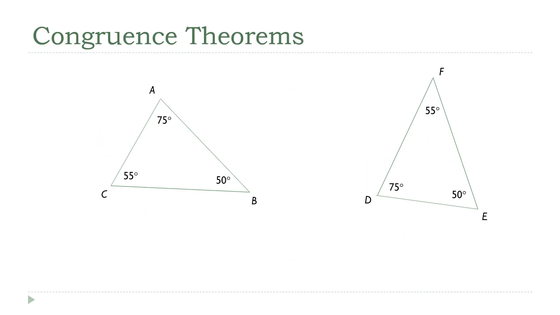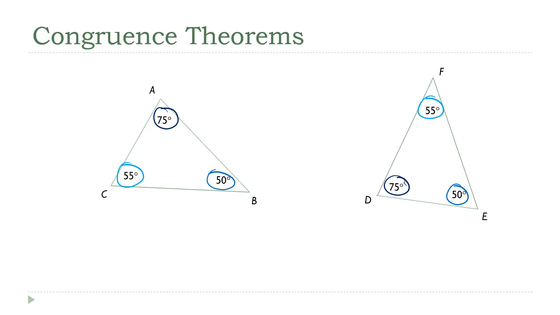So how about these two? Now we kind of have the reverse situation. Now we only have information about the angles. And while we do seem to have 3 congruent pairs, the 75-degree angles match, the 50-degree angles match, and the 55-degree angles match, that's not good enough. 3 pairs of congruent angles are not good enough to show the 2 triangles are congruent. We're going to talk more about this in the next lecture when we talk about similarity.